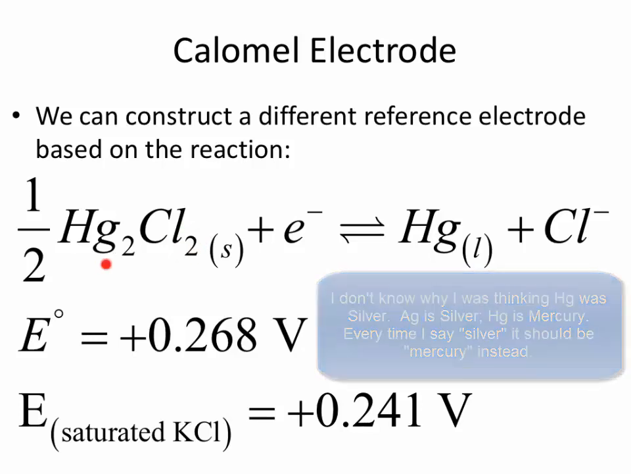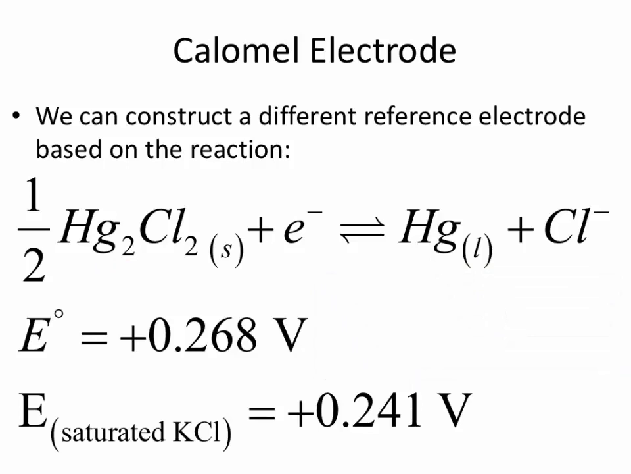So we have our mercury 1 chloride going to mercury liquid. This is mercury in its elemental state. Remember, mercury is a liquid at room temperature. And then we have our chloride ions. Now, the E0 here is plus 0.268 volts. But if we have instead a saturated potassium chloride solution fixing our chloride ion concentration, then the cell potential there is plus 0.241 volts.